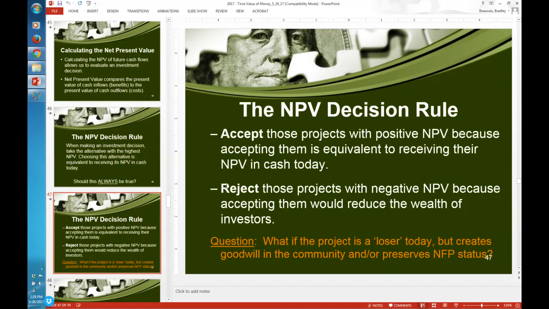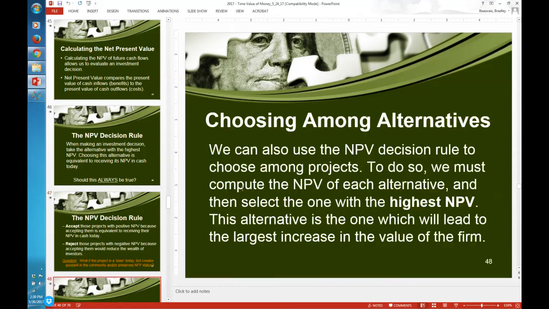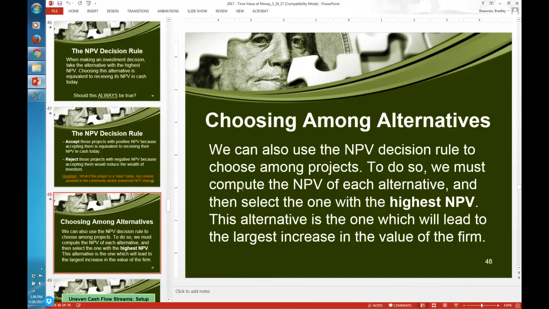Okay, but in general, we would want to accept those projects that have a positive net present value and reject those that don't. And that might bring up the same issue with the question, if it's a loser project today but creates goodwill in the community or preserves a not-for-profit status, that might be a reason to change our line of thought there. Okay, this also allows us to choose among alternatives.